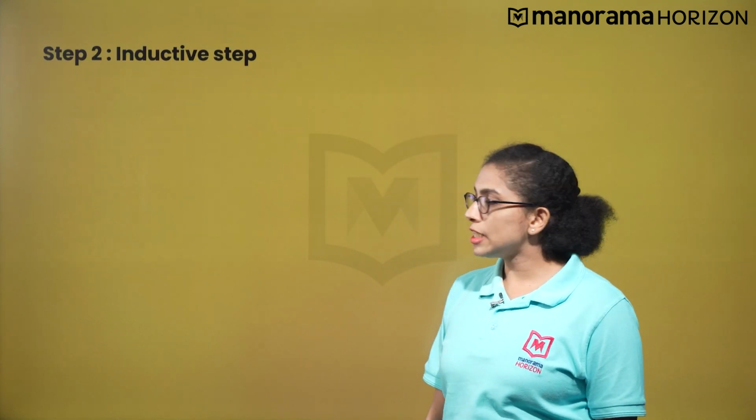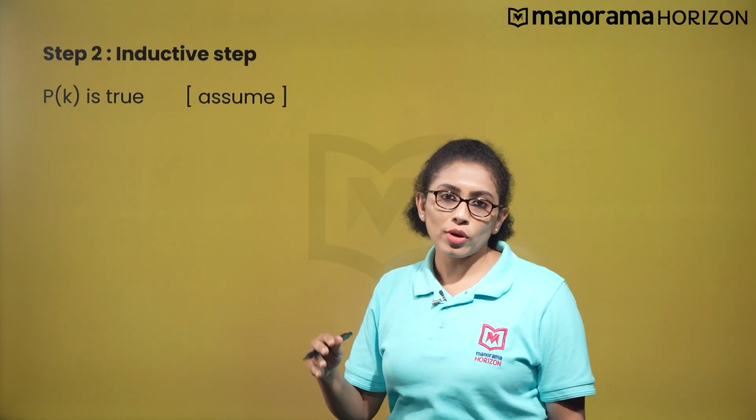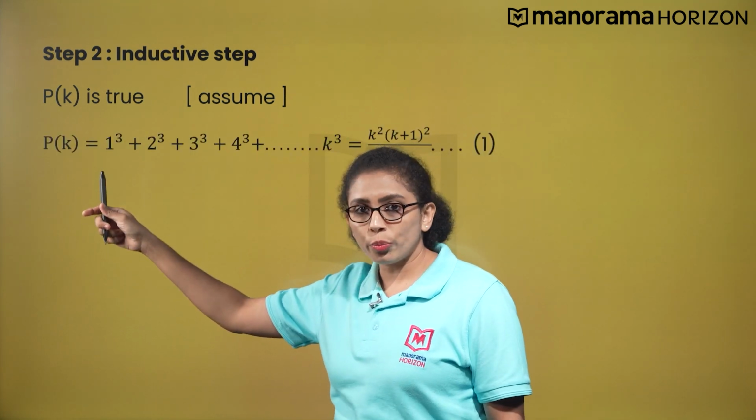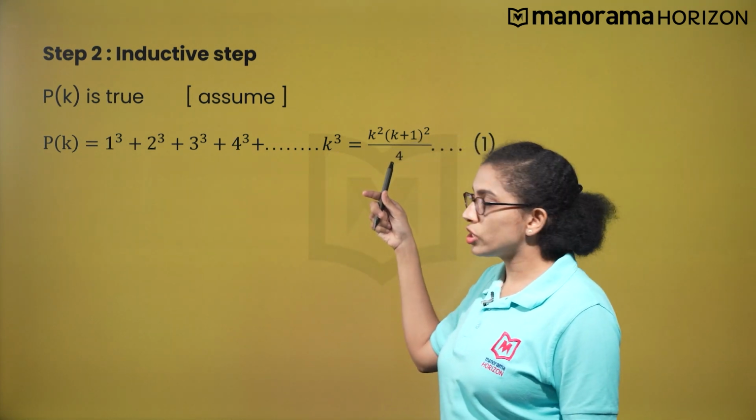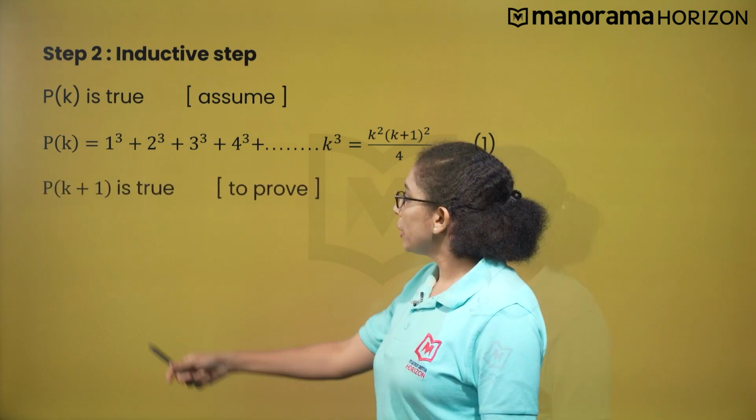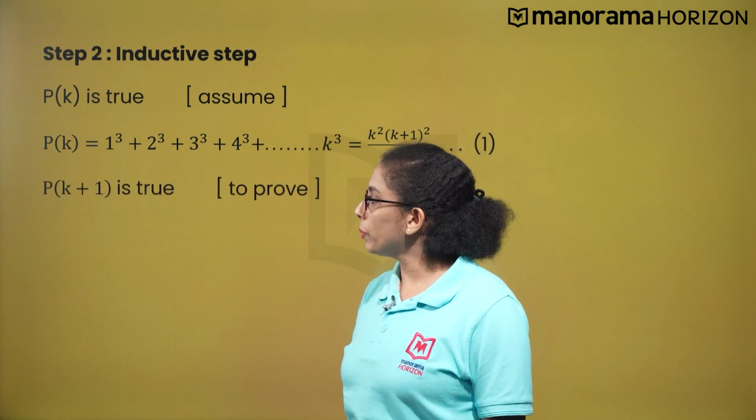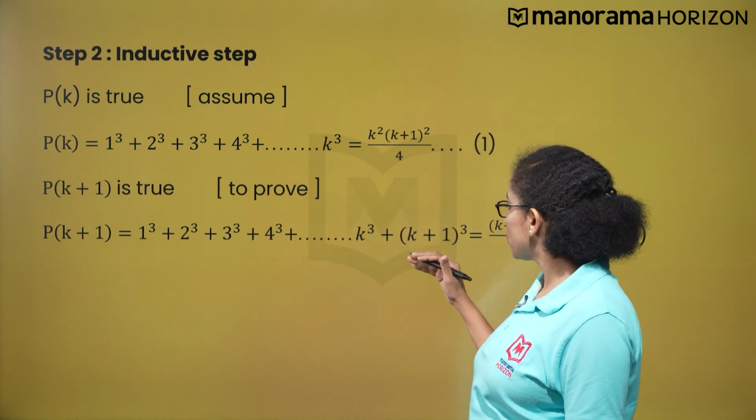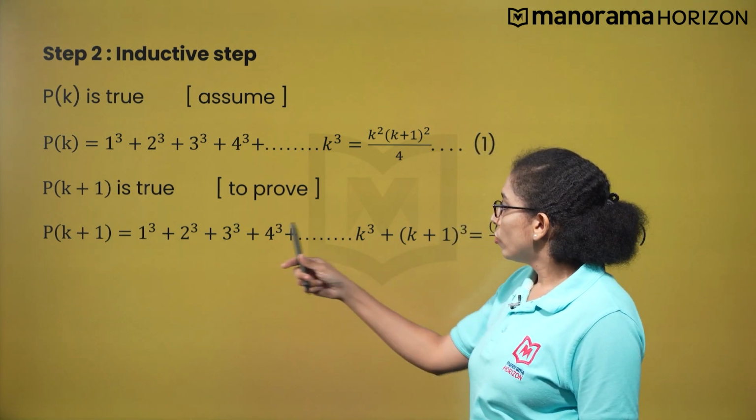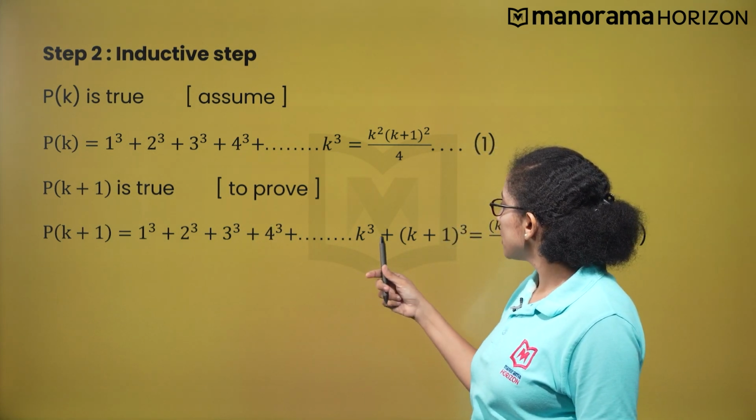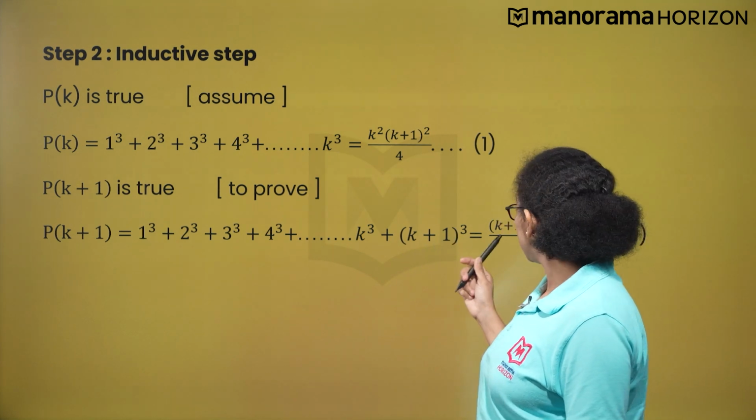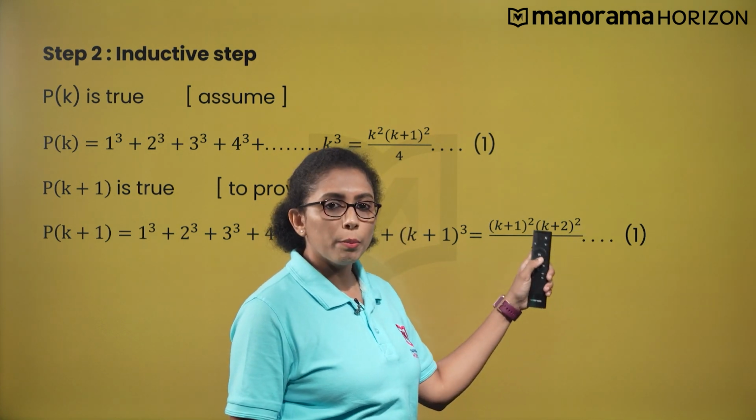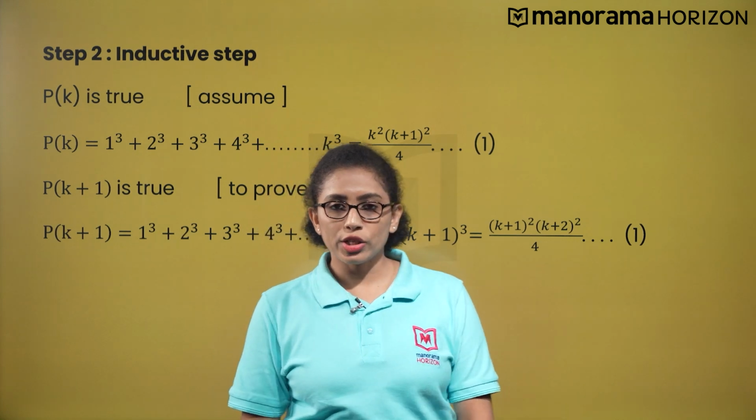Now, coming to step 2, that is the inductive step. Here, we have to assume that P of k is true for some positive integer k. So, instead of n, we put n equal to k. So, we get the equation like this. Now, we have to prove P of k plus 1 is also true. What will be P of k plus 1? Instead of k, we substitute k plus 1. So, we get 1 cube plus 2 cube plus 3 cube plus 4 cube plus k plus 1 the whole cube, which is equal to, and our RHS will be k plus 1 the whole square into k plus 2 the whole square by 4. Let this be our first equation.